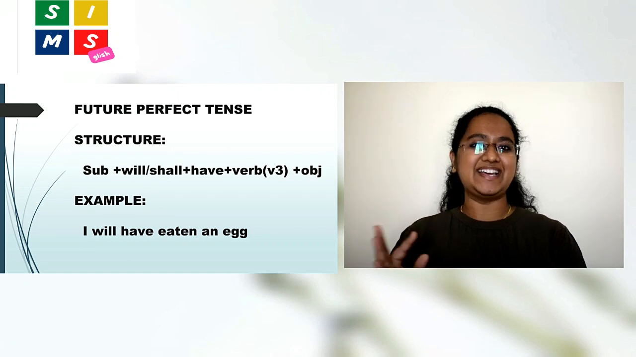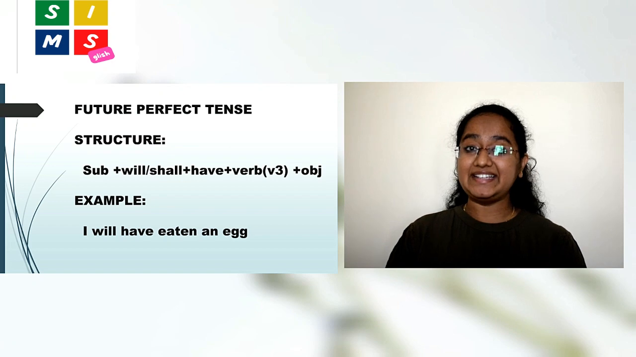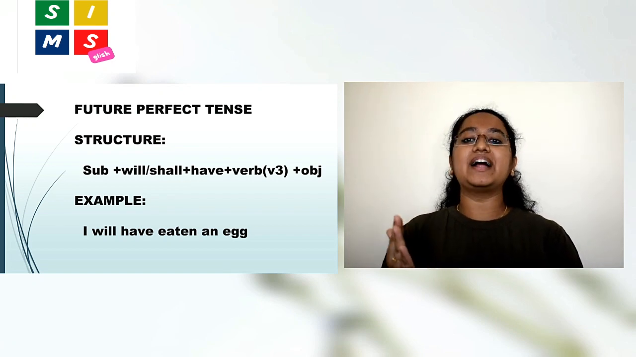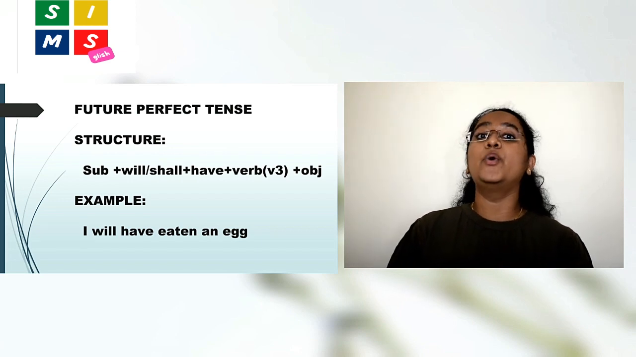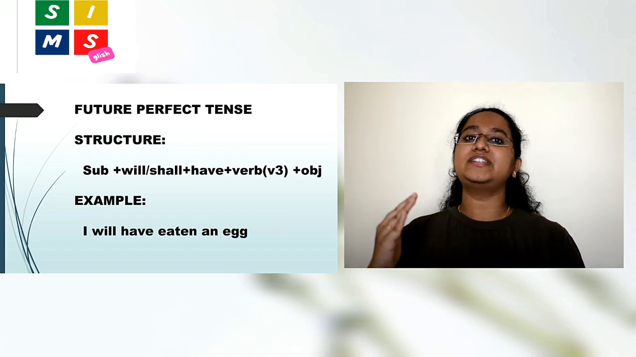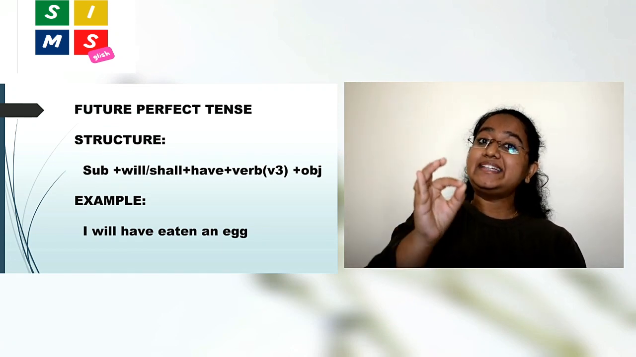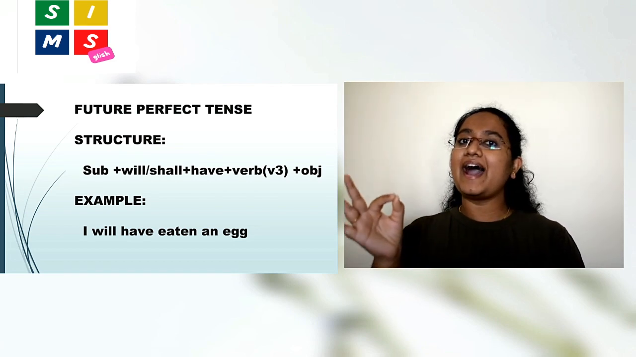And next, we will move on to future perfect tense. And the structure in future perfect tense is subject plus will have or shall have plus verb 3 plus object. And the example here which can be written in future perfect tense is I will have eaten an egg.